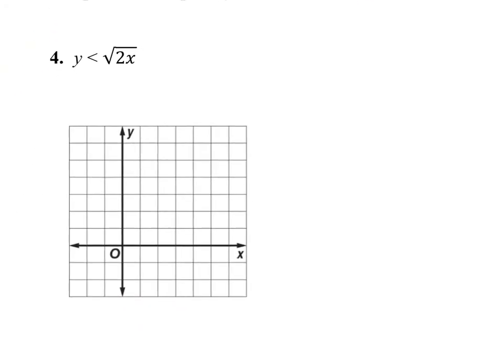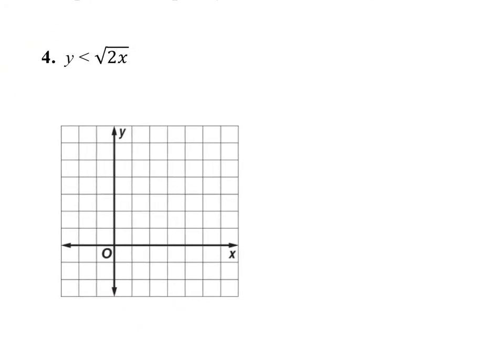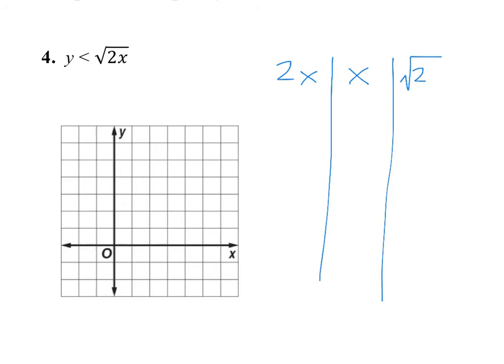Okay, for inequalities, looks like we have 2 number 4s. For inequalities, I'm going to start with my 3-column table. So I have 2x, x, and then whatever y is. So y in this case is radical 2x.